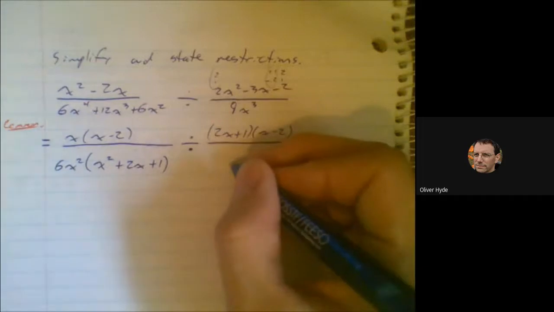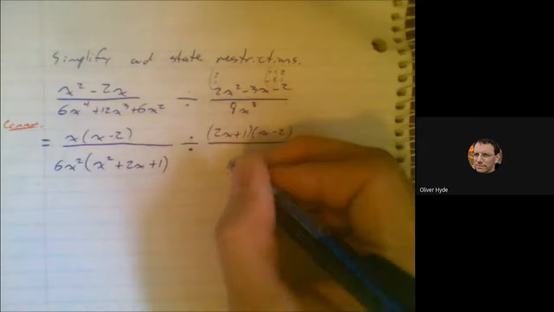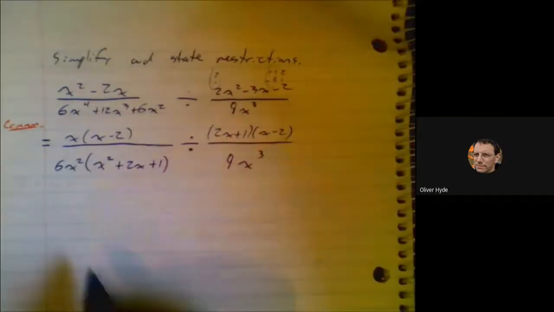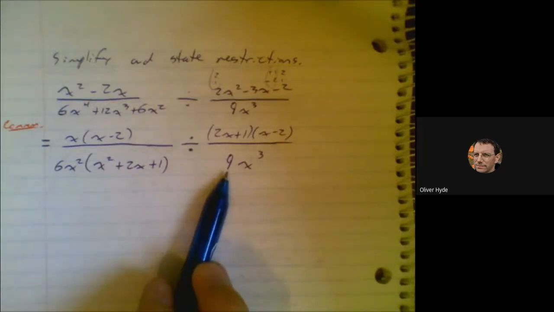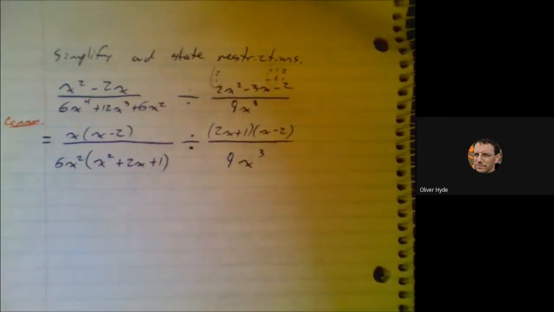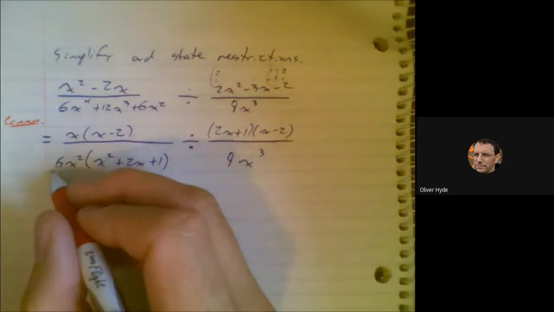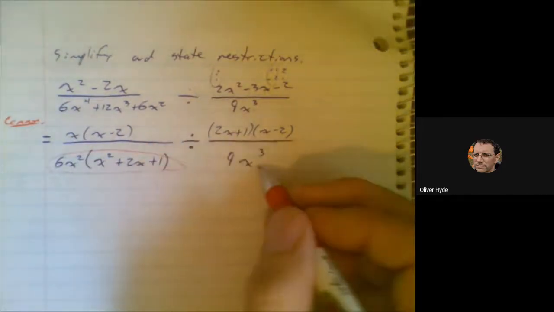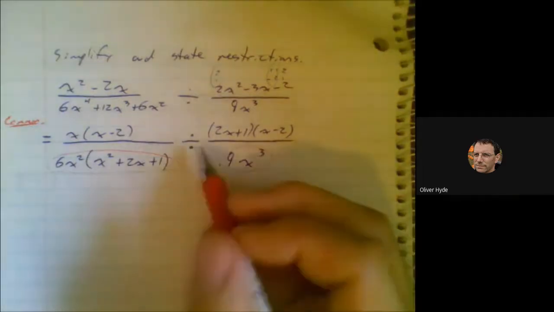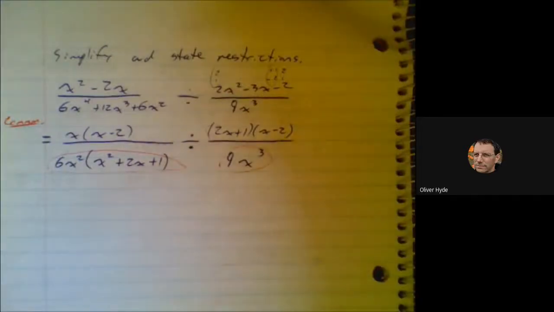And 9. Now you can factor 9x cubed into 3 times 3 times x times x times x. But most students don't bother factoring the number 6 into 2 times 3 or the number 9 into 3 times 3. Maybe I'll try that on the side when I have this written as a multiplication. Now, as a division, I'm not allowed to divide by 0, so that expression can't equal 0. I'm not allowed to divide by 0, so that expression can't equal 0. And I'm not allowed to divide by 0, so those expressions can't equal 0.